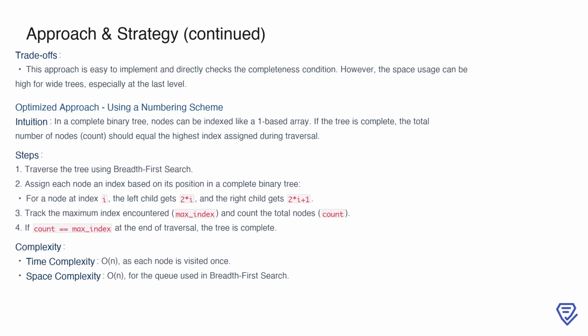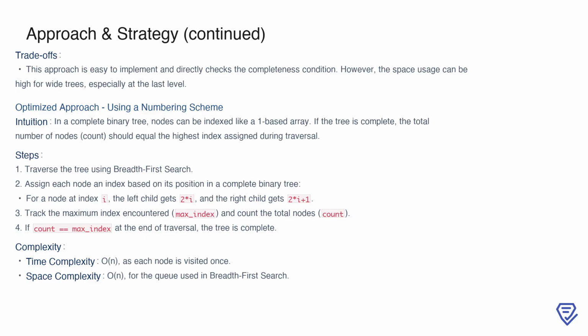While the brute force approach is straightforward and aligns closely with the problem definition, it has its trade-offs. Specifically, the space required for the queue can be significant for wide trees, especially at the last level. An alternative to this is an optimized approach that uses a numbering scheme. The key intuition here is that in a complete binary tree, nodes can be assigned indices like a 1-based array.